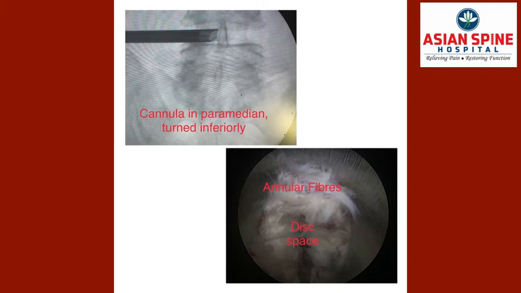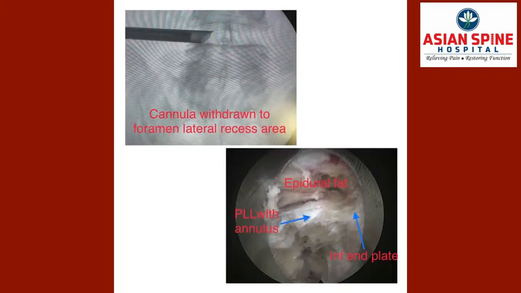But our position of the disc prolapse is more lateral. So we just withdraw the cannula further and check on the C-arm. Here you can see my cannula is just in the foramen and also in the lateral recess. We call this the half in half out technique. Once we reach this area, you can see the endoscopic image. At 12 o'clock you can see the epidural fat nicely. In the middle of the image you can see the PLL along with annular fibers.